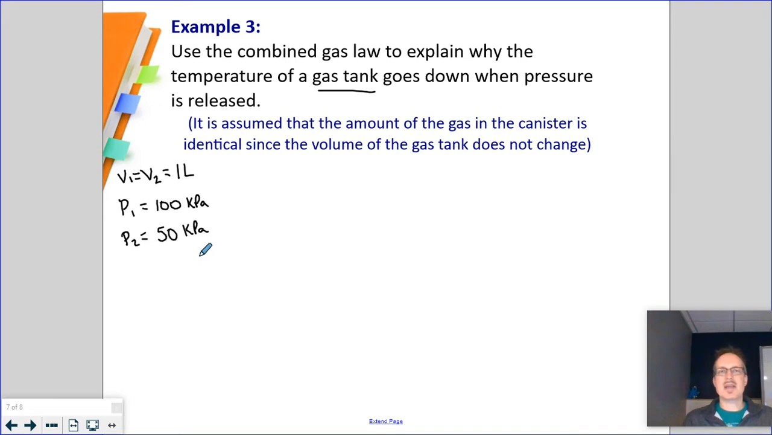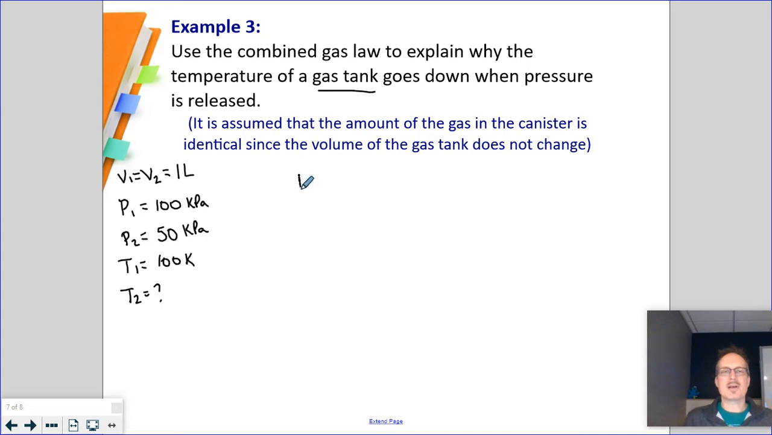And we're trying to explain why the temperature of this tank also goes down. So let's pick a nice T1 value. I'm going to pick 100 kelvins. And let's try to calculate T2. Ideally, we know it'll go down, so let's just prove that point.